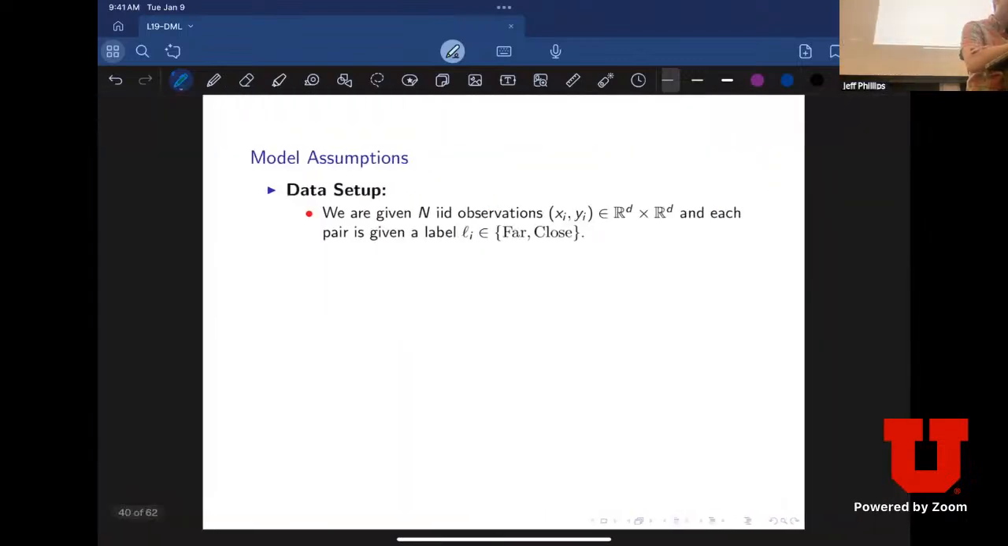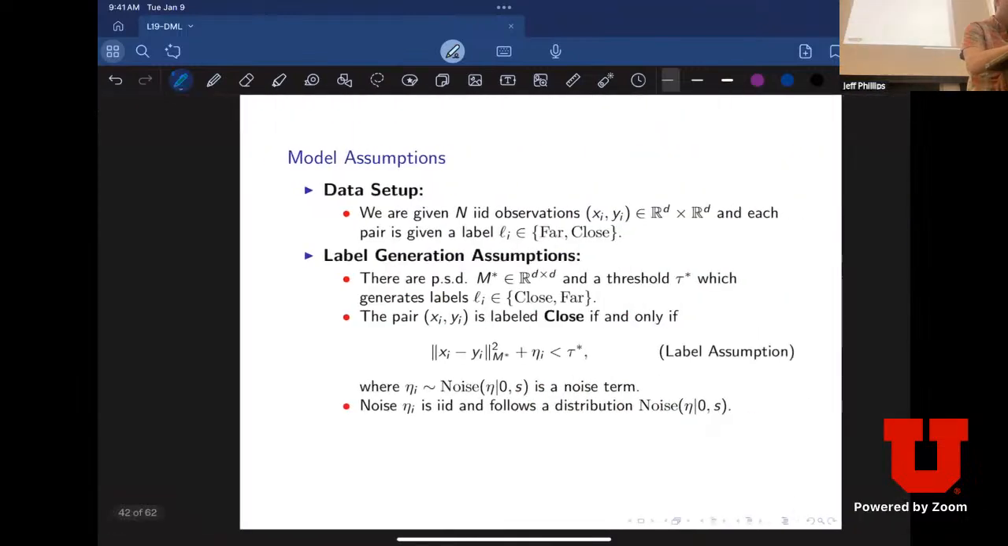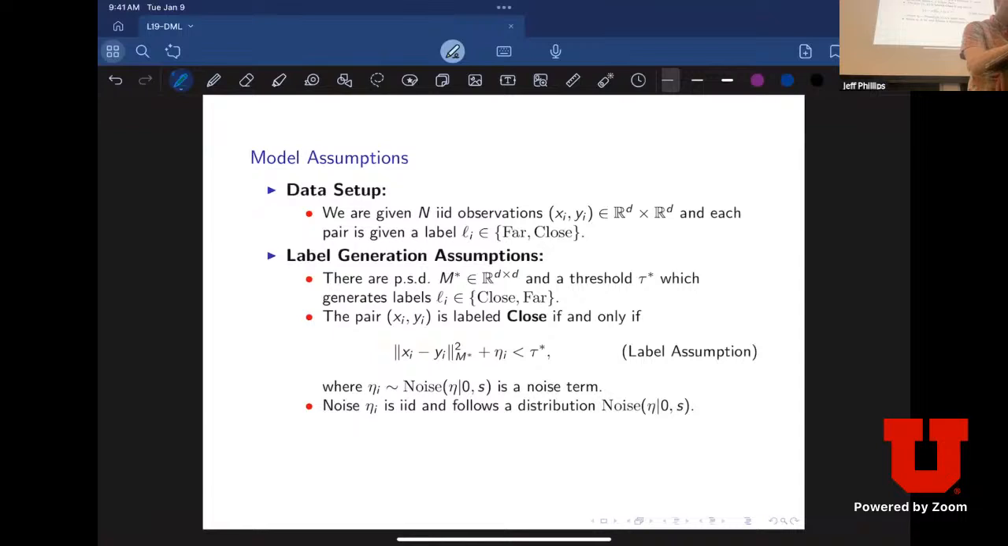Okay, so again, we're given a bunch of observations. We're going to assume they're drawn randomly from the space of all the distances. There are close and far pairs. One way of solving this is to assume there must exist some matrix M where the far points are always above some threshold tau, and the close points are below that threshold tau, measured for some optimal matrix M. So I assume there is an optimal matrix M star and a threshold that generates the labels. I can assume there exists a perfect labeling.